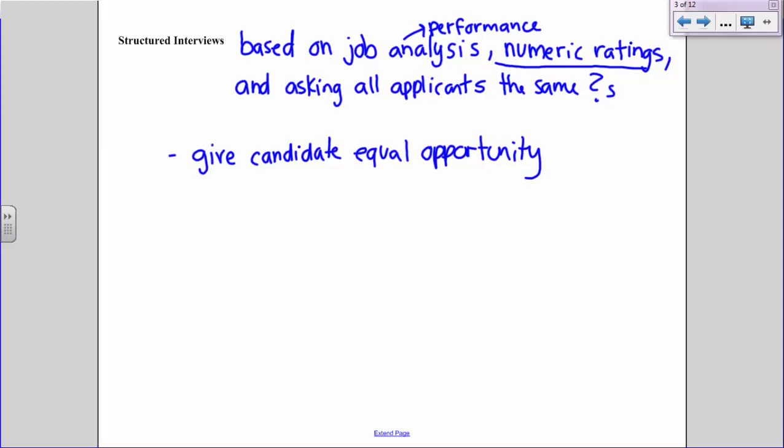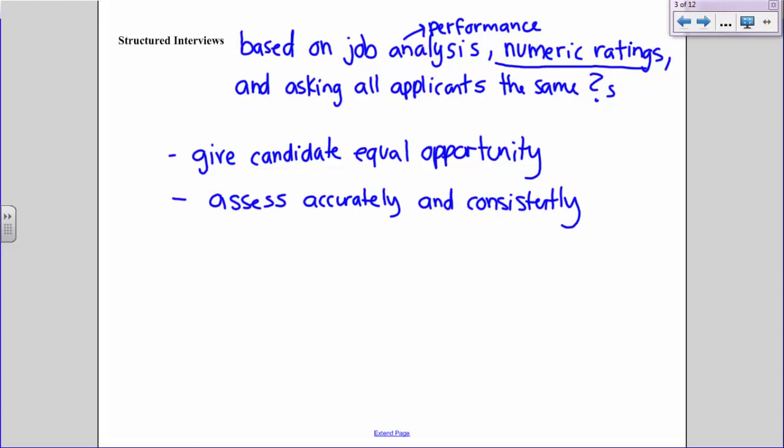If you use a structured interview, you ensure that every single applicant is going through the exact same process so that you can compare them accurately and consistently. So you can assess them accurately, right, based on performance, and most importantly, consistently.